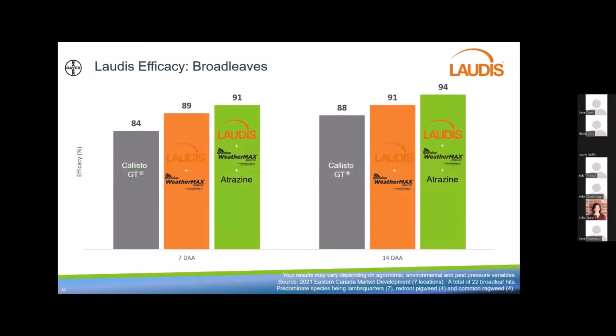So when we look at efficacy, in that post-emerge corn market, Callisto is certainly the biggest product. We can see when we add Lotus plus WeatherMax, we certainly get a great takedown on efficacy 7 days after. Again, atrazine does enhance the performance as well. And on the right-hand side, this is a little bit longer, so still holding up some good residual weed control 2 weeks after application.